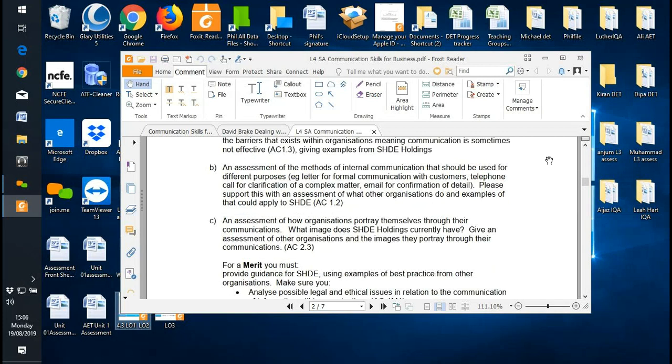An assessment of the methods of internal communication that should be used for different purposes. Again, as we mentioned before, letters, telephones, etc., etc. But please support this with assessment of what other organisations do and examples of what could apply to SHDE.